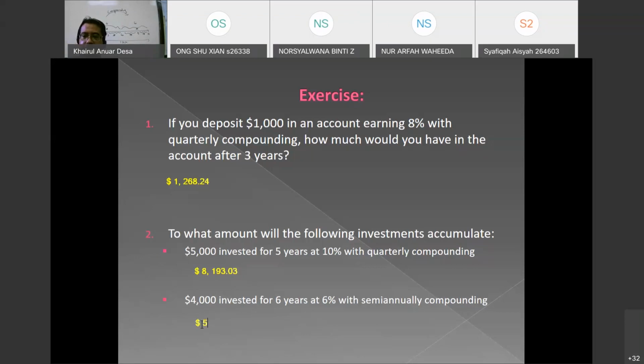$5,000. 703.04. Alright, semua dapat? Okay, this is the quarterly. Di sini quarterly. Quarterly divided by 4. This is the semi-annual. Semi-annual divided by 2.